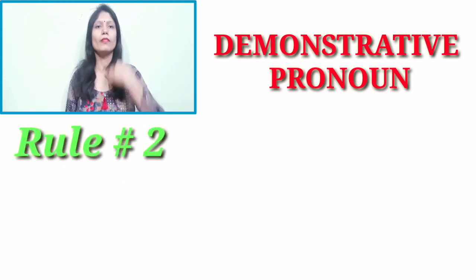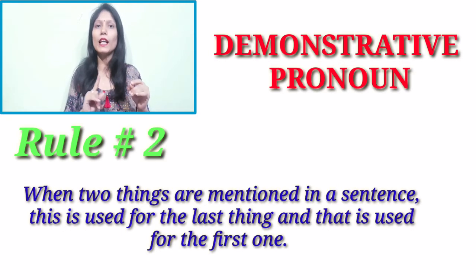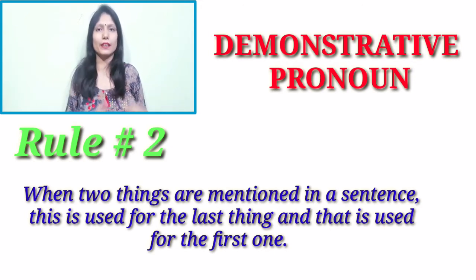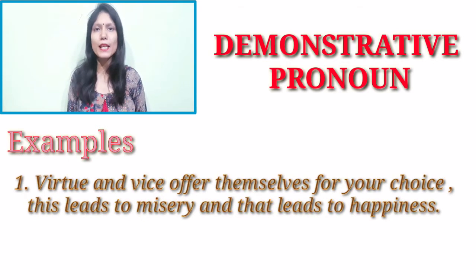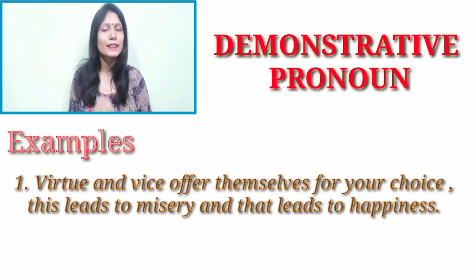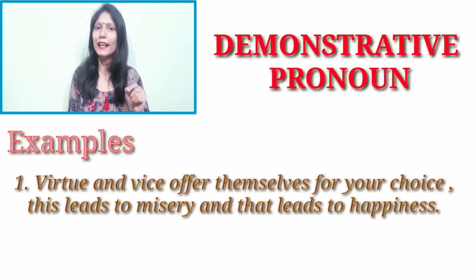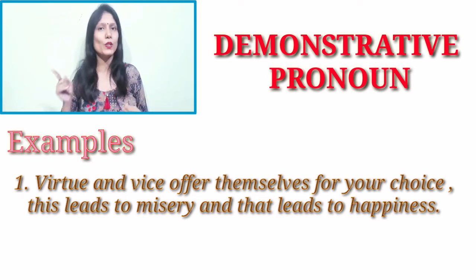Now the next rule. When two things are mentioned in a sentence, this is used for the last thing and that is used for the first one. For example, virtue and vice offer themselves for your choice. This leads to misery and that leads to happiness. Now here, this has been used for the word vice and that has been used for the word virtue. This वाइस के लिए यूज़ किया गया है और दैट वर्च्यू के लिए.